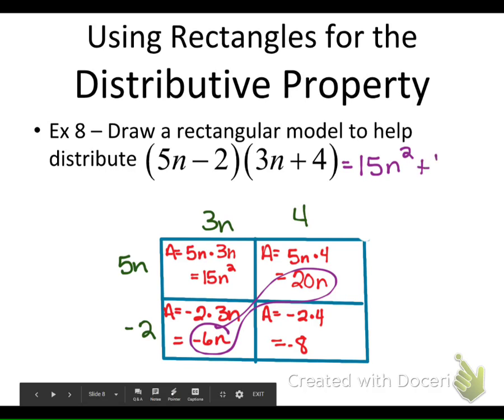So then we're going to have plus 14n. And then what's my last number going to be that I'm going to write out? Negative 8. Is this my final answer? Yes. So then what do I do with it? Throw it away. Did you say throw it away? Be done.